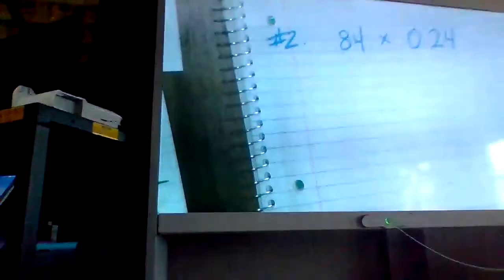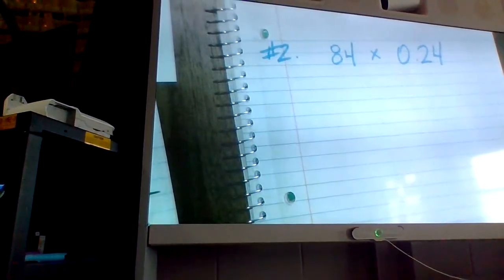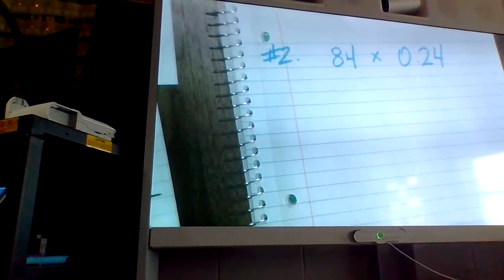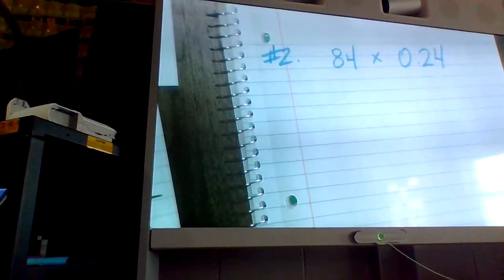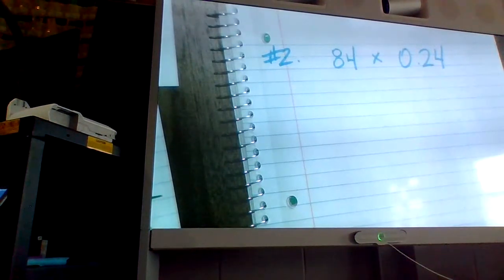So if you please look at your homework, we're going to do some homework problems using these three strategies. I'm going to look at number 2. Question number 2 has two factors, 84 and 24 hundredths. The first factor of 84 is a whole number, and my second factor is a decimal.